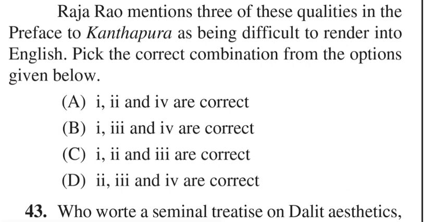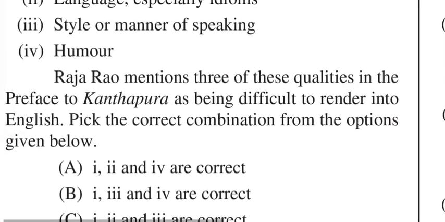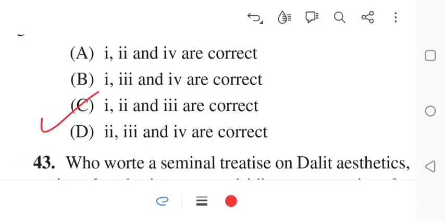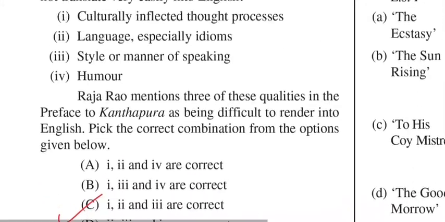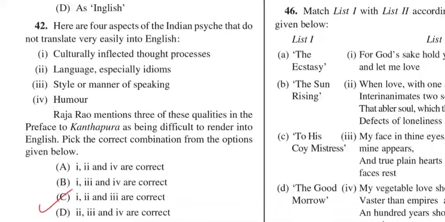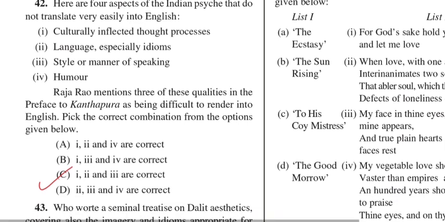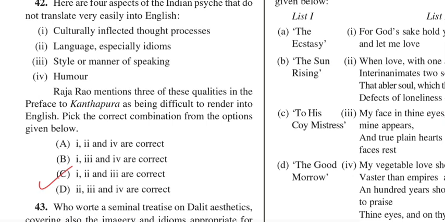So, here you must have seen that option 3 has come many times. So, option 3 will be correct for sure, but let us try to find out the answer. 42 answer is C, that 1, 2 and 3 are correct. Here you must observe how questions are asked. They have said that here are four aspects of Indian psyche that do not translate very easily into English. Then they have given four options, and now they are mentioning a poem with a novel and novelist, and then they are asking this. So it's a very tricky question. This kind of question you can expect in a more difficult way. In future, more difficult ones will come.